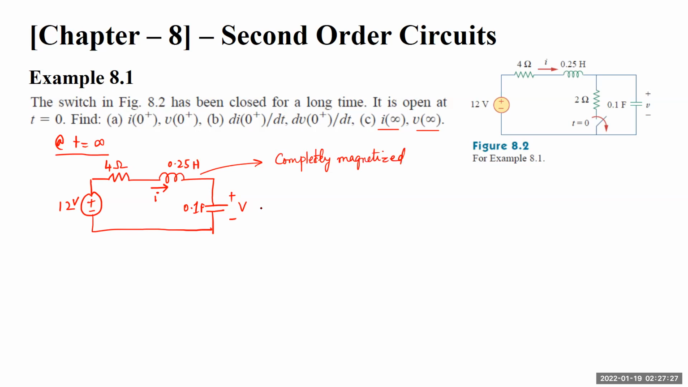Completely magnetized. My capacitor will be completely charged, right? So my capacitor is completely charged. It means that it is an open circuit. The inductor is completely magnetized, which means that it's a short circuit. So my equivalent circuit would look something like this.